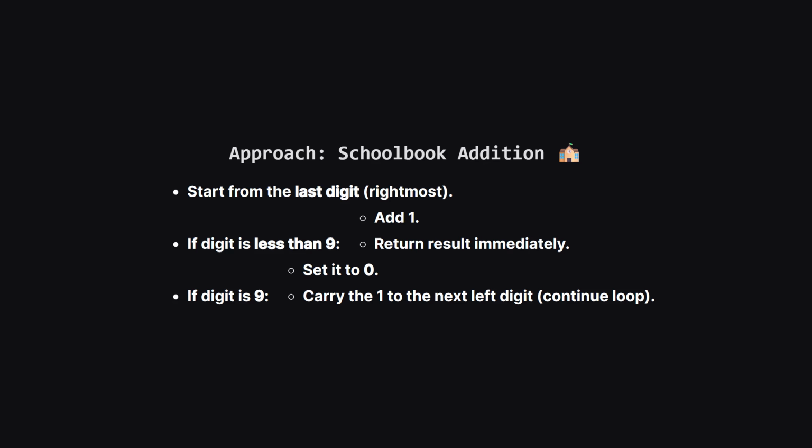So how do we solve this? We use the exact same method you'd use with pen and paper. We start looking at the digits from the very end, the right side. If the digit is anything less than 9, say a 3 or a 4, our job is easy. We just add 1 to it and we're totally done. We can return the list right there. But if the digit is a 9, it becomes a 0, and we still have a +1 that we need to add to the next digit to the left.